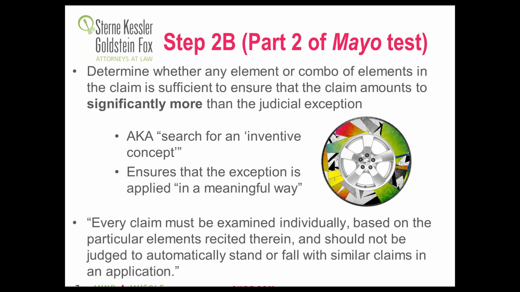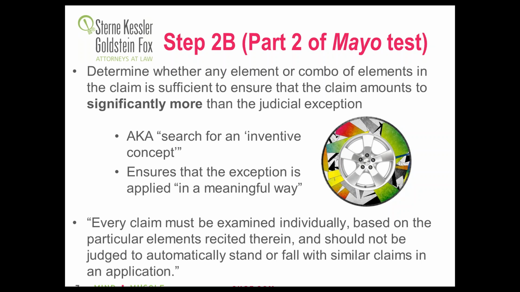And then at step 2B, which is part 2 of the Mayo test, examiners are asked to determine whether any elements or the combination of elements in the claim amount to something that's significantly more than the judicial exception, the abstract idea in the case of software. Specifically, the examiners are going to be looking for some sort of an inventive concept and some manner in which the exception is actually applied in a meaningful way. So even if there is an abstract idea that's come out of step 2A, part 1, the examiner is looking to see, okay, is there something more to this application of the abstract idea?